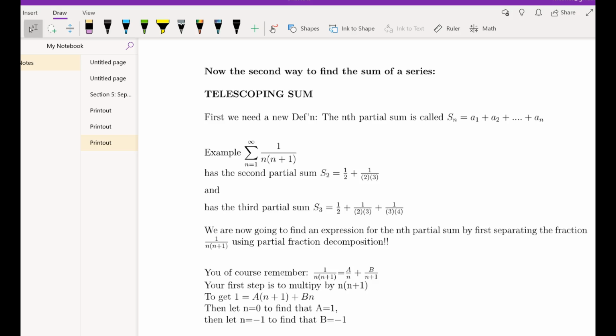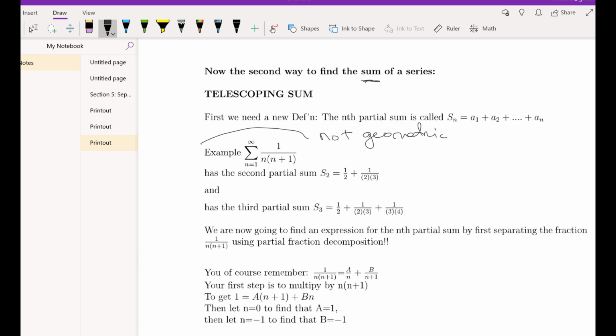So if you are asked to find the sum of a series, and it looks something like this example, and it is not geometric, then you want to determine if it's a telescoping sum. That means we need to find the nth partial sum. If you're looking at this S sub 2, that's the sum of the first two terms. Here's the sum of the first three terms.